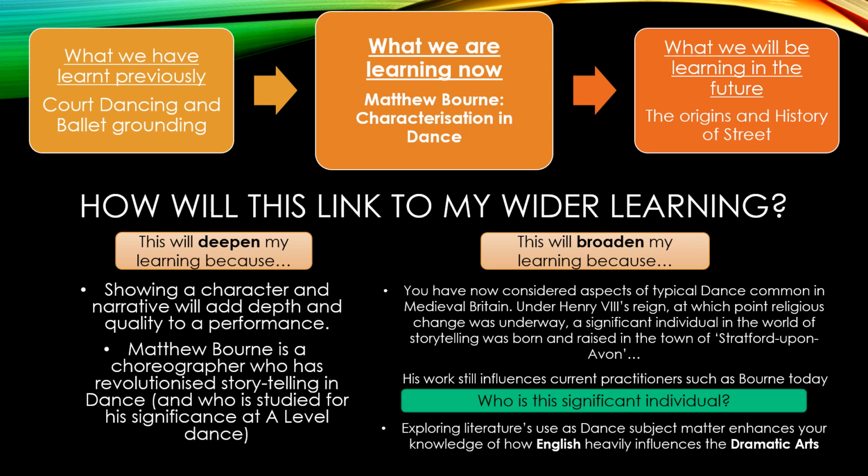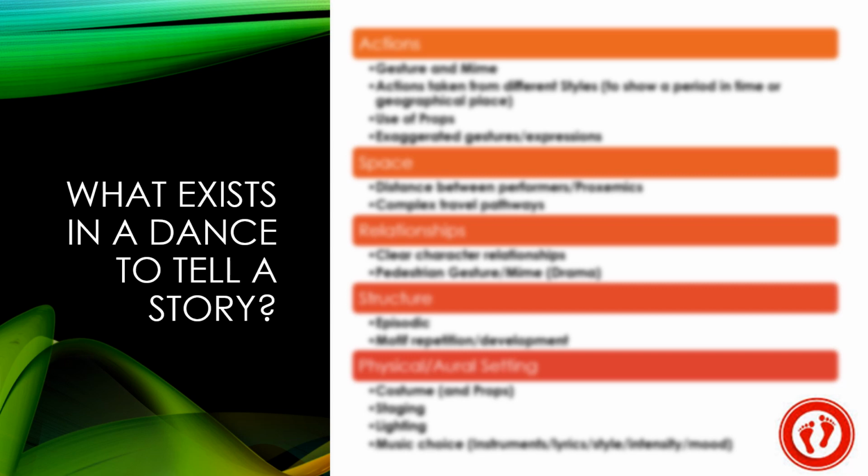So there's key links here to English literature. We're going to be exploring literature's use as dance subject matter and theme, enhancing your knowledge of how English heavily influences the dramatic arts. So I wonder if you can consider this question: what exists in a dance to tell a story?